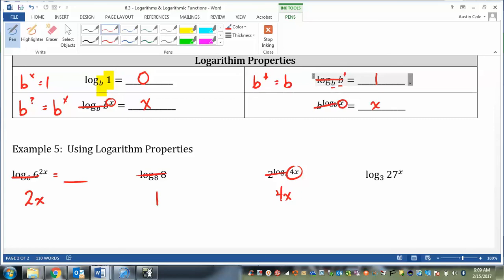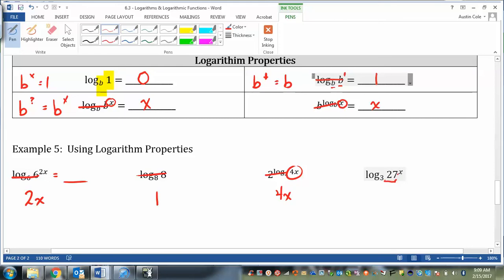Now this one's a little different, because in order for us to cancel here, what does this have to be? It's got to be a 3, doesn't it? Like we did over here. Our base and that number has got to be the same. I want this to be 3.